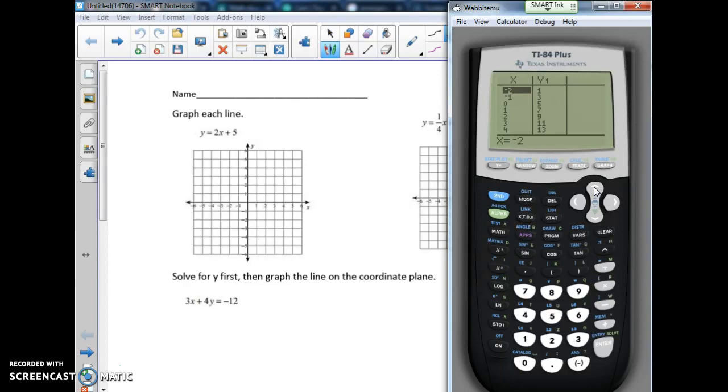So this one I'm going to do -2, +1. So I go left 2, up 1, and put my point there. And then maybe I do like 0, 5. So 0, and I go up 5. So there would be my line. I connect them together in a straight line. And that's how I graph that line.